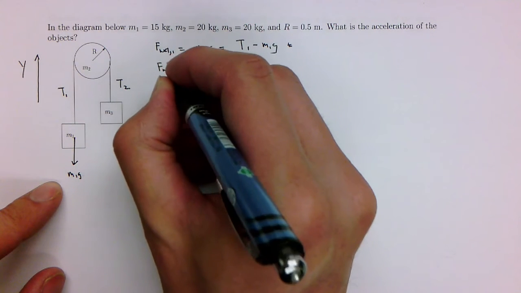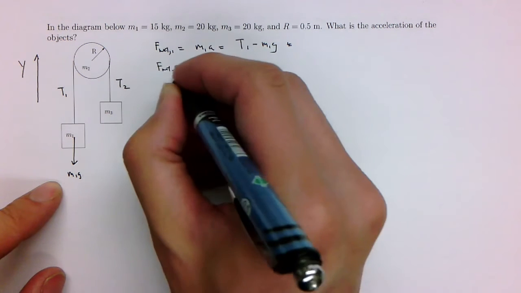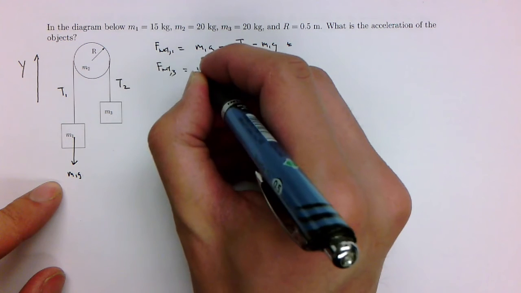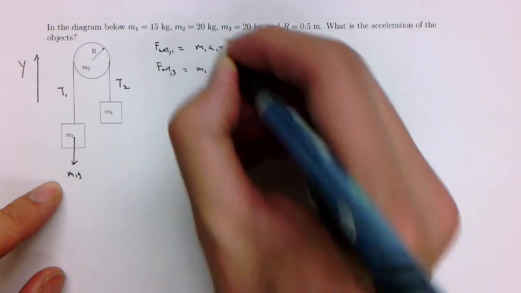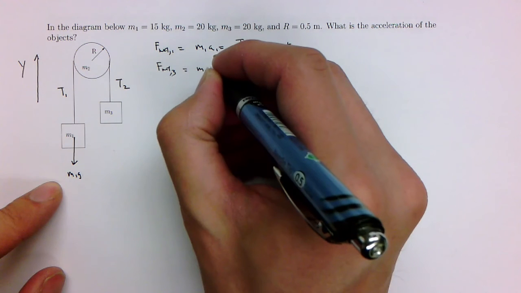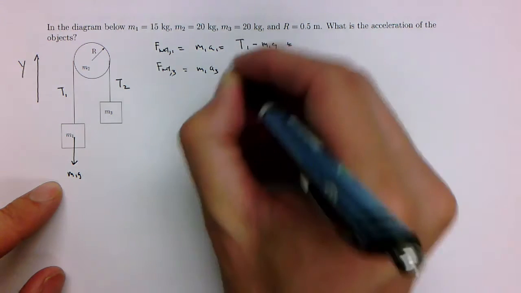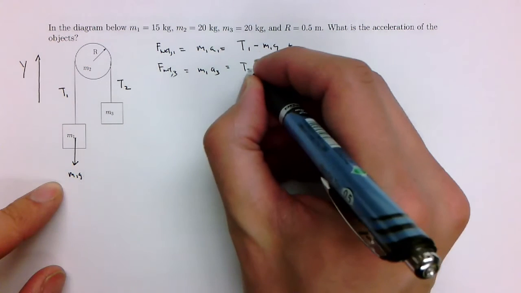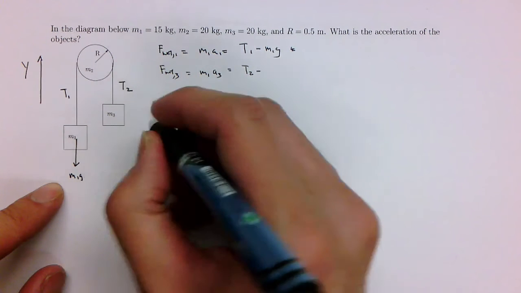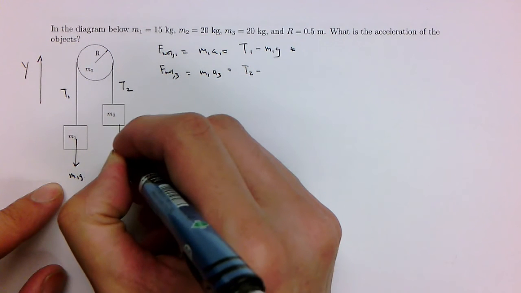F net on 3 is the easier one still. This is going to be M3, so I should be careful. Let this be A3. M3 A3 is equal to what? Again, the tension is positive, T2 minus M3g.